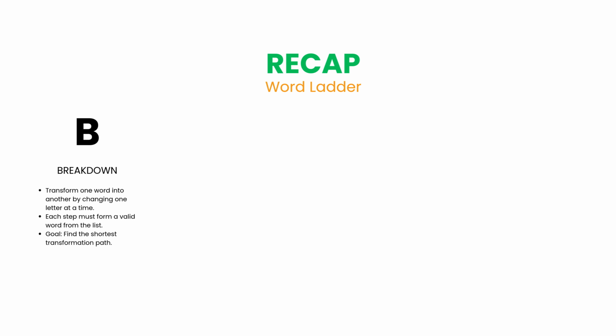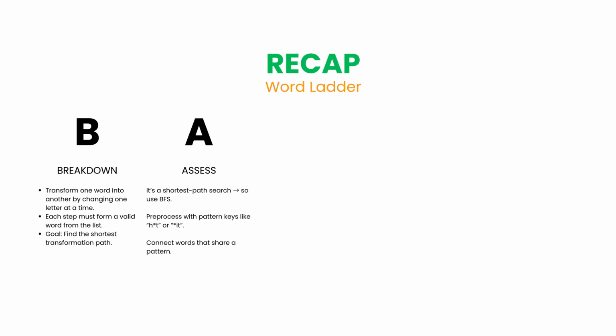Breakdown recap: we started with the idea of transforming a begin word into an end word, step by step, where every new word must exist in the list. Our goal was to find the shortest path from start to finish, and if it wasn't possible, we'd return 0. Approach recap: to solve it efficiently, we recognized that this was a shortest path problem in an unweighted graph, perfect for BFS. Instead of brute forcing every word connection, we optimized using pattern preprocessing, where we replaced each letter with a wildcard, creating keys like h*t to group words that differ by just one letter.